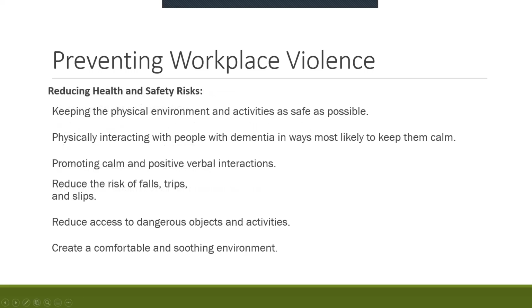Reducing health and safety risks: keeping the physical environment and activities as safe as possible. Physically interacting with people with dementia in ways most likely to keep them calm. Promoting calm and positive verbal interactions. Reduce the risk of falls, trips, and slips. Reduce access to dangerous objects and activities. Create a comfortable and soothing environment.